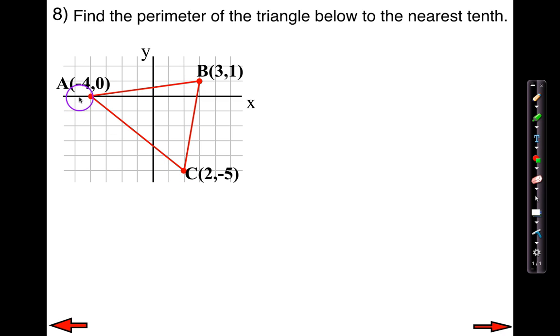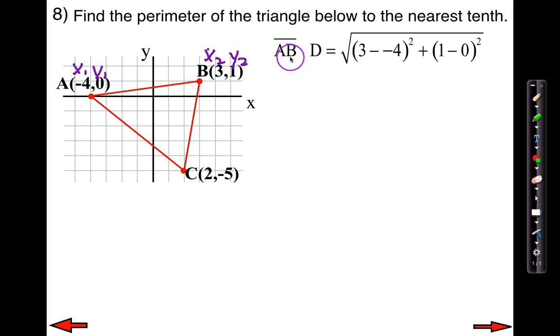So let's first find the distance between A and B. I'm going to go ahead and just label this as x sub 1, y sub 1, x sub 2, y sub 2, and plug it into my distance formula. So here, in order to find the distance, I did x sub 2, which is 3, minus x sub 1, which is negative 4. So here we have 3 minus negative 4. Add the opposite there for later.